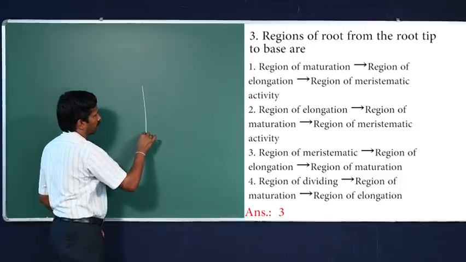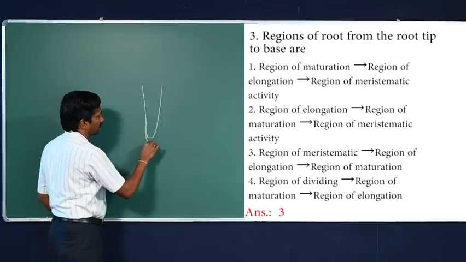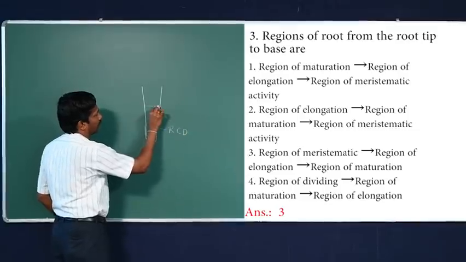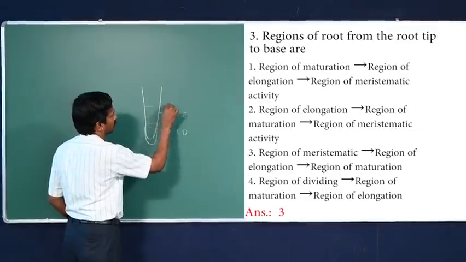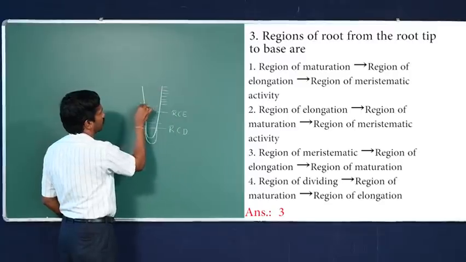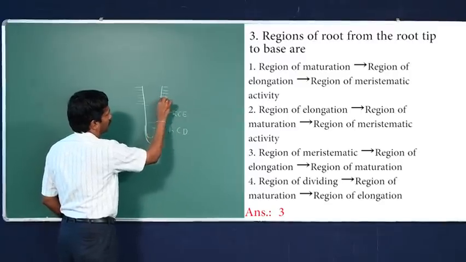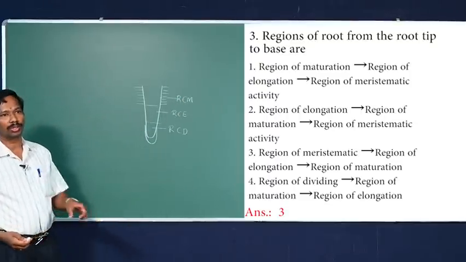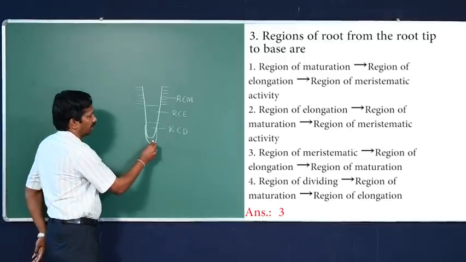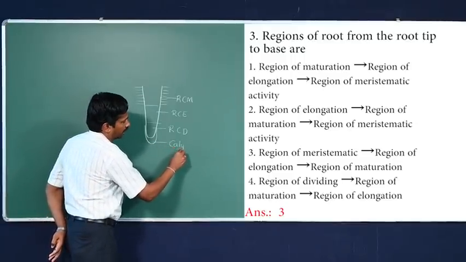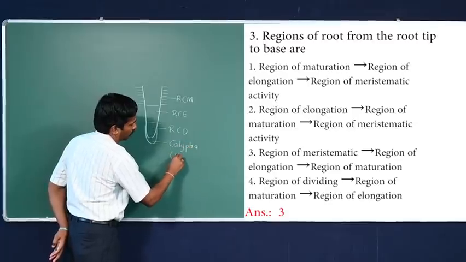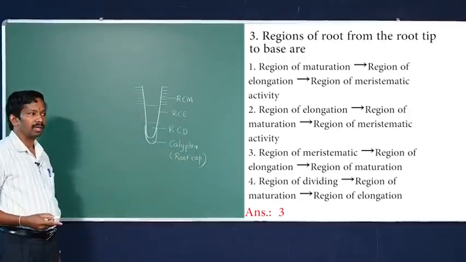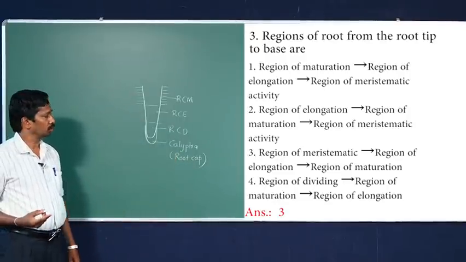So you can have a simple NCERT diagram representing this. This is region of cell division followed by region of cell elongation, and the next part is representing region of maturation with the root hair and region of cell maturation. Answer hence is 3, the sequence from base to top. And at the tip there is calyptra, that is root cap, a protective structure associated with the meristematic tissue. Diagram is referred with reference to NCERT diagram.